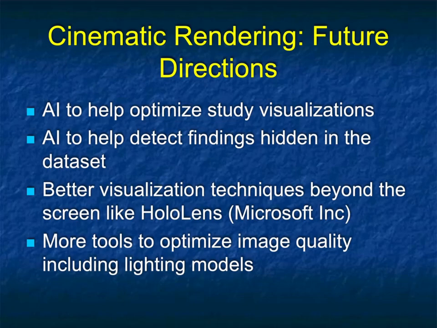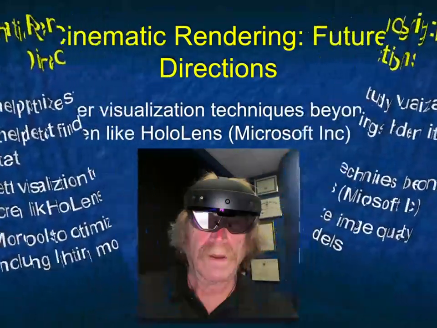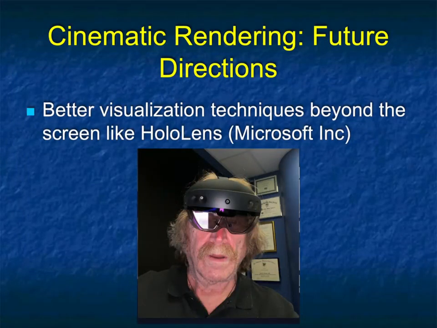I mentioned AI a bit, AI optimizing the visualization, and then AI to help detect the lesions, and we're doing that with AI. We're working with Microsoft for looking at early pancreatic tumors. The visualization techniques like HoloLens. Can we have HoloLens where you have multiple users to go over the case together? It's something that's coming along. And we need more tools to optimize image quality, including the lighting models. It all takes time, but future directions, the future seems bright.